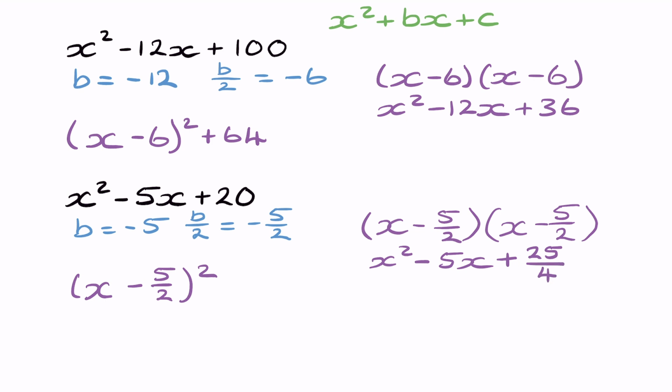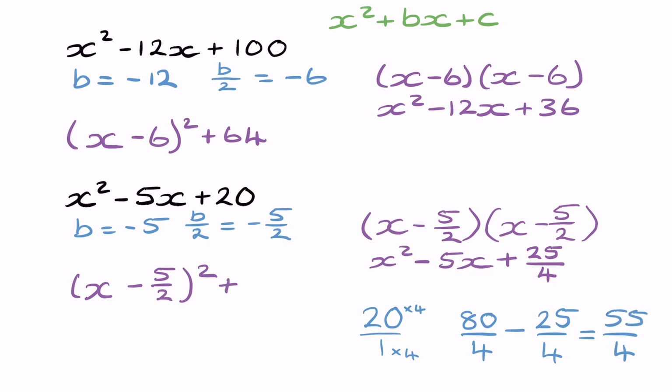Now the way I do this is if I take a look at what I originally wanted, a positive 20. We need to figure out what we need to add to 25 over 4 to get 20. And the best way to do that is to change 20 into fractional form by putting it over 1, and then we're going to make the denominator 4. So to make the denominator 4, multiply the bottom by 4 and the top by 4. So that means 20 over 1 becomes 80 over 4. And then we need to subtract the 25 over 4, and that gives us 55 over 4. And that's what we need to add to complete the square.